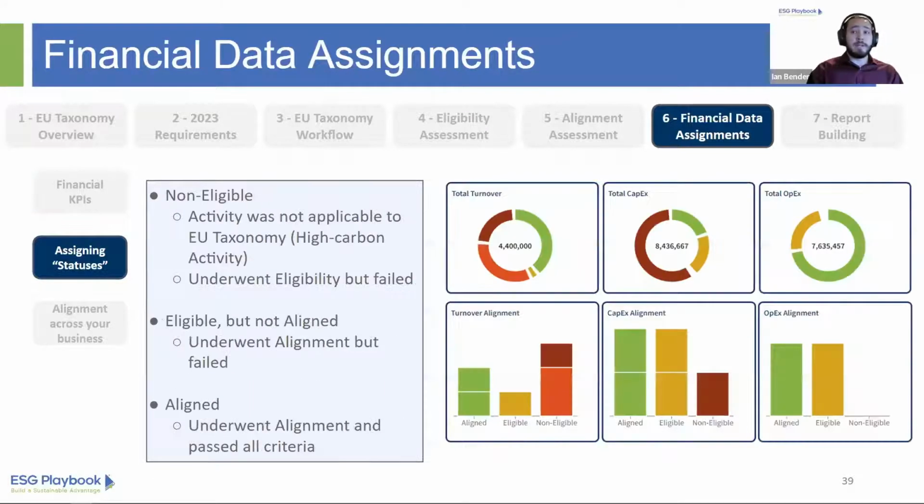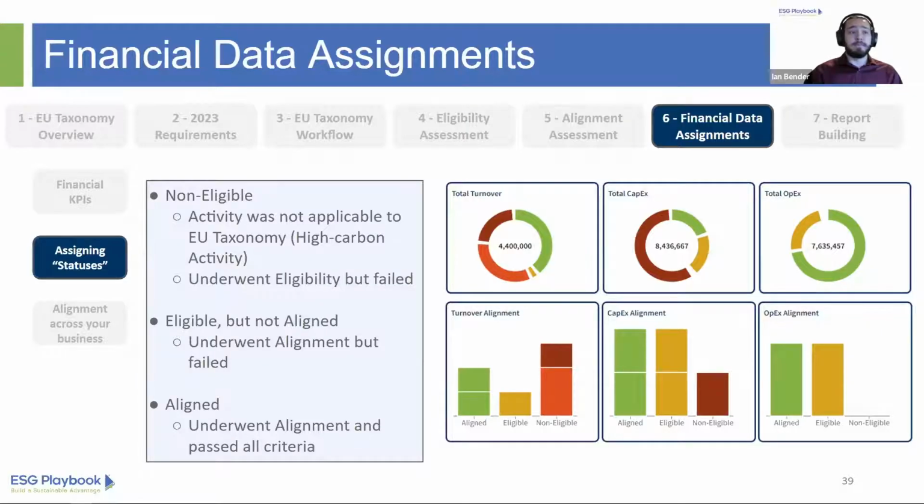With those KPIs, we can assign statuses, and I've been using air quotes because status is not necessarily a taxonomy-specific word, because there's not really one to go with it. However, there are 3 defined as non-eligible, eligible but not aligned, and aligned. Non-eligible refers to the activities that were either not included in the EU Taxonomy, such as a high carbon activity, or an activity that does not yet have criteria. Non-eligible also refers to an activity that went through the eligibility assessment and failed, found out not actually part of our company.